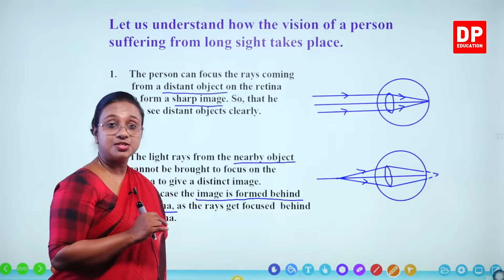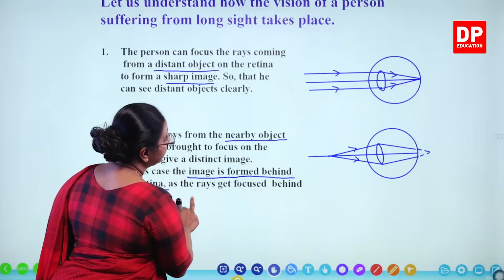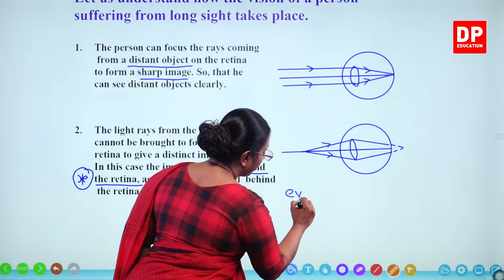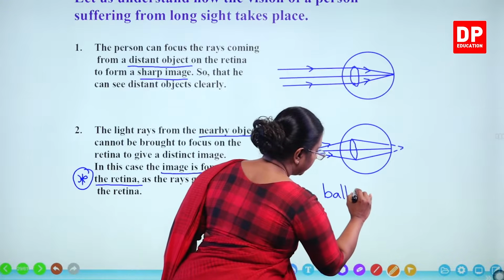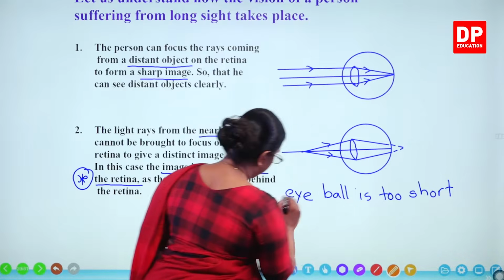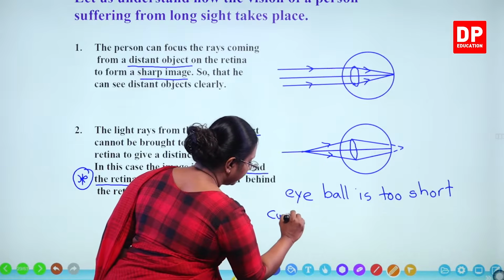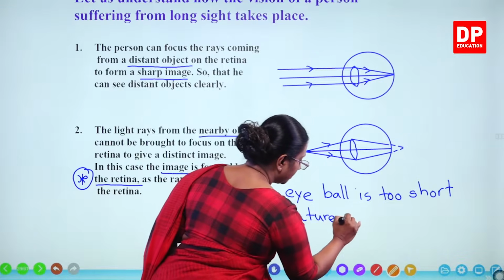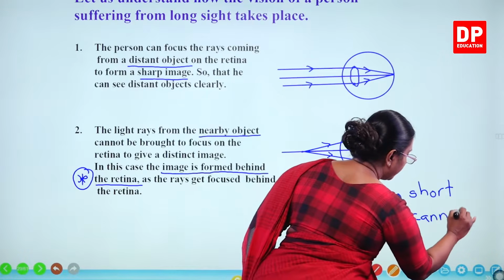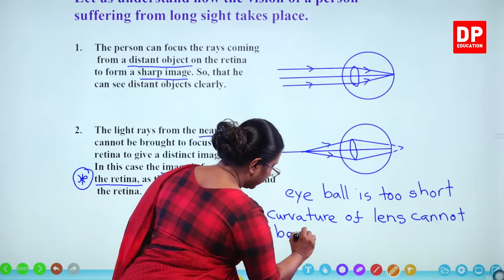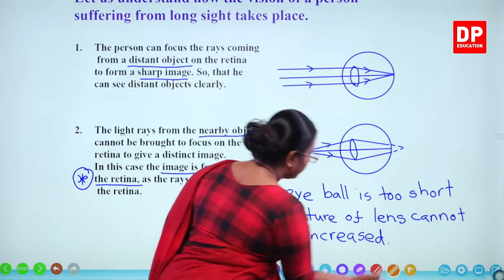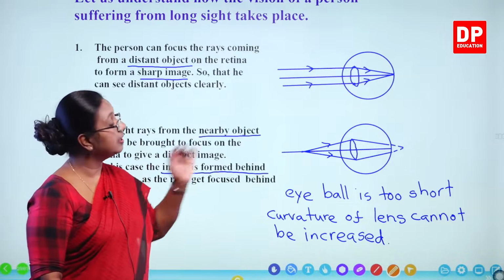So, what are the reasons for long sight? One thing is the eyeball is too short, or the curvature of the lens cannot be increased. So those are the reasons that cause long sight.